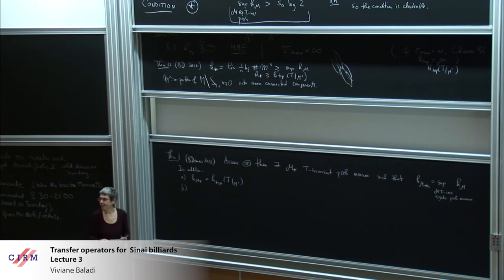Yes? Because of theorem zero, so it cannot be bigger, right? Yeah, I think so. So that's why I showed the previous theorem. Yeah. So the other information is that mu star is T adapted.